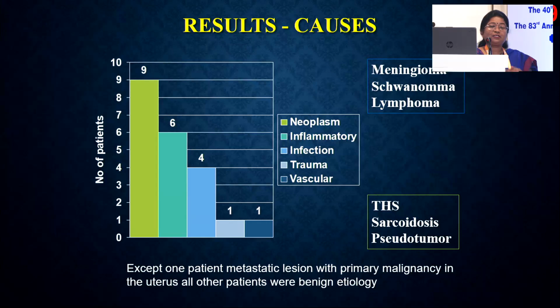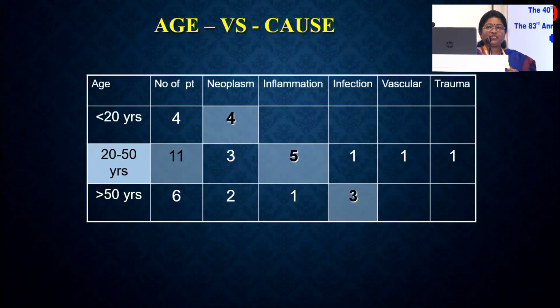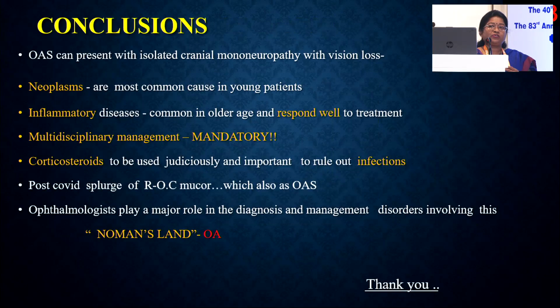And yes, neoplasm also was high in younger individuals, and cavernous sinus lesion was filled mostly with neoplasm, and superior orbital fissure invariably had inflammatory lesions. And younger individuals had neoplasm, and middle to older group individuals had more of inflammatory etiologies.